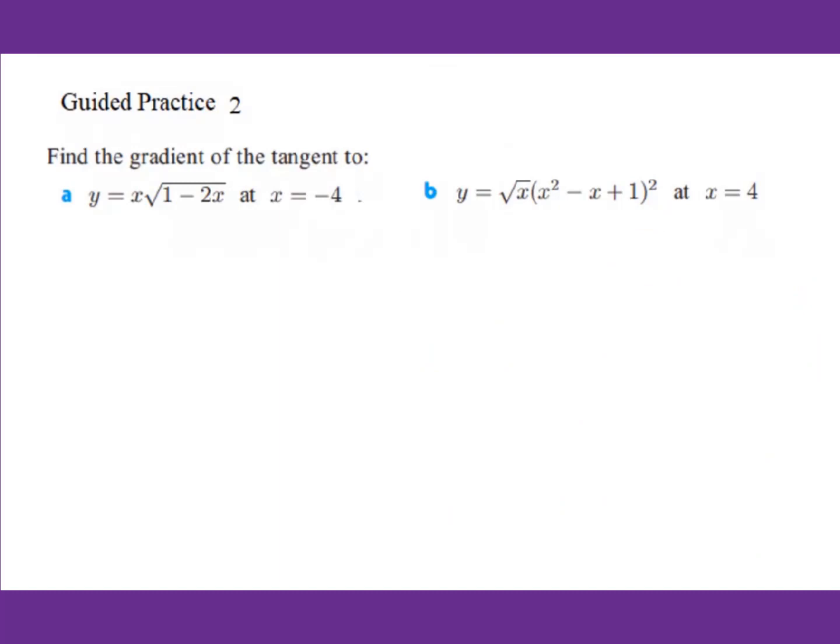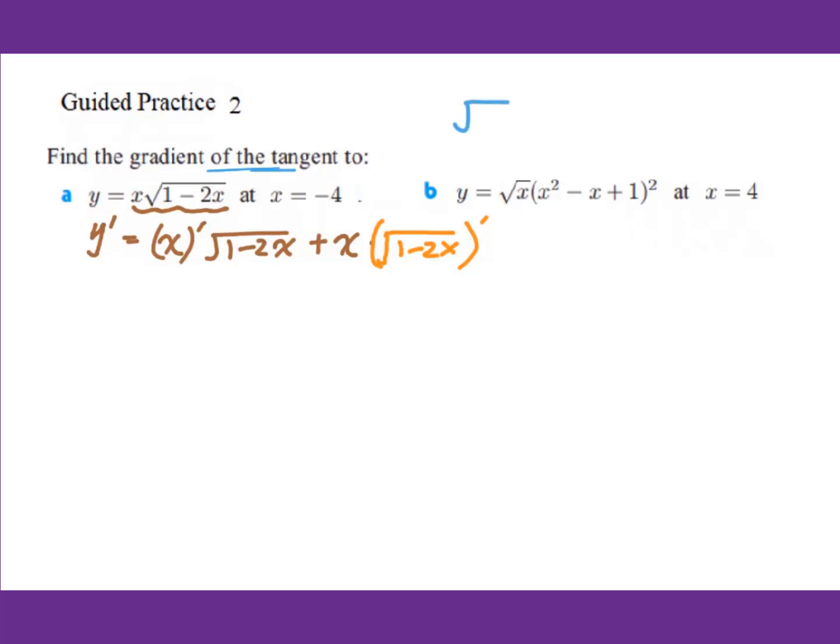Find the gradient of the tangent. Gradient of a tangent, basically that means derivative. Therefore, for A, you will do the derivative for this function. That will be the derivative for this x, then square root 1 minus 2x, plus x times the derivative of square root 1 minus 2x.